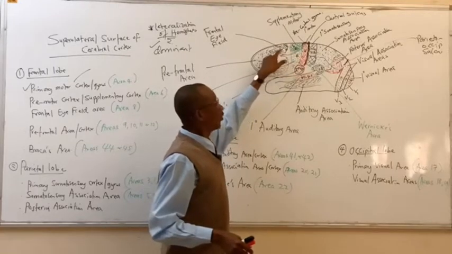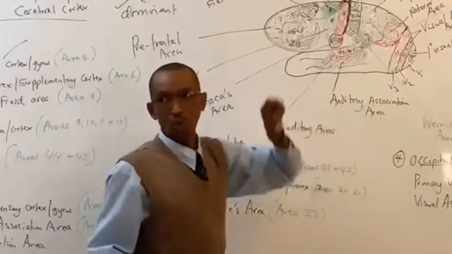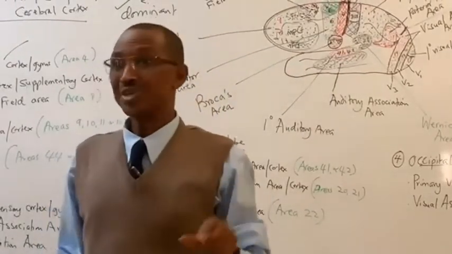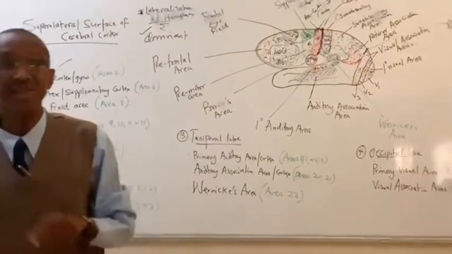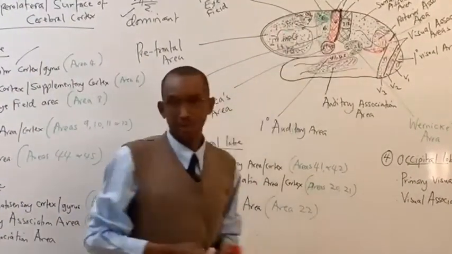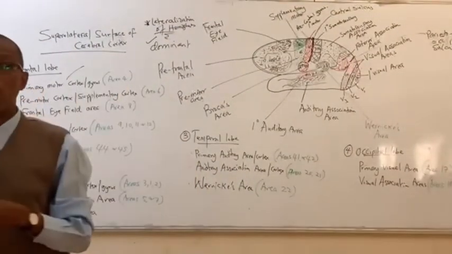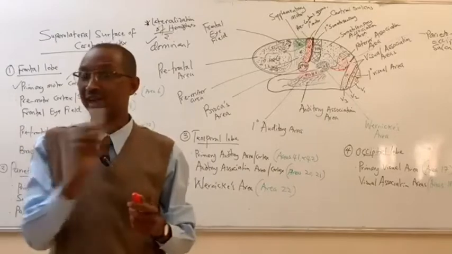So just anterior to the supplementary motor area, on the superior frontal gyrus, we have another area called the frontal eye field area. This frontal eye field area is responsible for the voluntary movements of our eyes and also side-to-side tracking of objects.